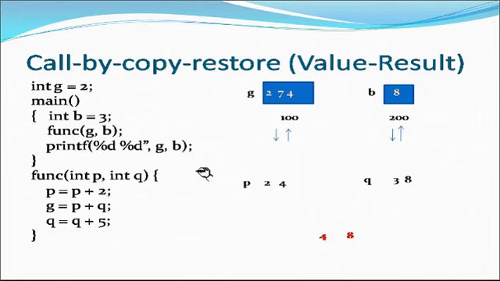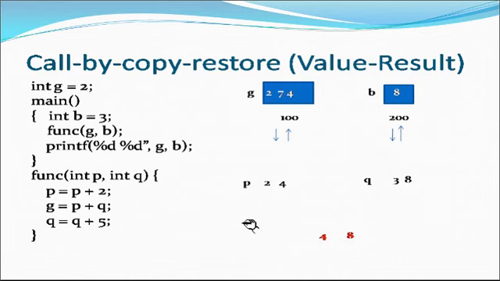Now the function, you can very well understand what is the final value of P, 4. So 4 is getting copied even though G was in between having a value of 7. At the end of the function, the value of P is 4, that is copied, and the final value of Q is 8, that gets copied. So when you try to print the values of G and B, you will now get 4 and 8.